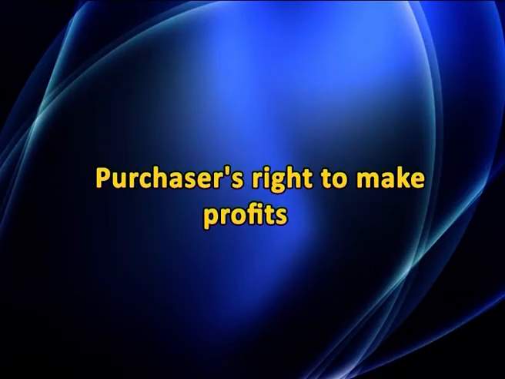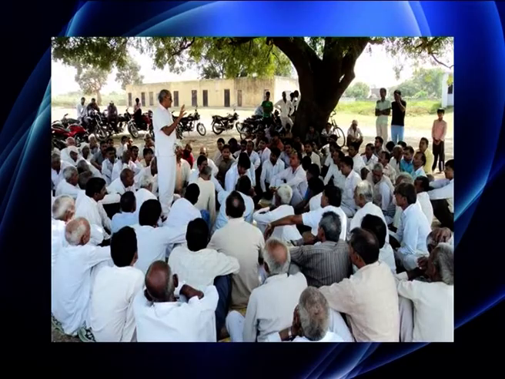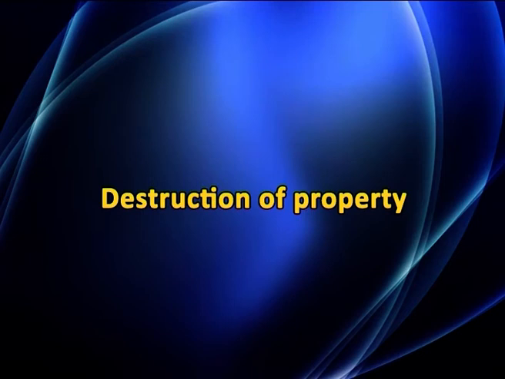Number two, purchaser's right to mesne profits. The purchaser of the property who gets substituted by the pre-emptor is entitled to mesne profits. He can claim these profits between the first sale and subsequent transfer to the pre-emptor. When the possession is taken by the pre-emptor, then he becomes entitled to receive all the benefits, that is rents and other things. Number three, destruction of the property.